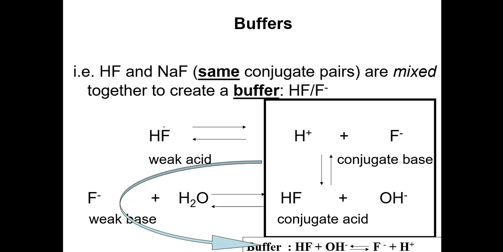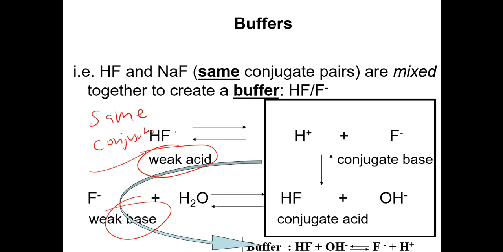Now, whenever we mix together a weak acid and a weak base, and here is something very important to memorize, with the same conjugates, the same conjugate pairs, we could create a buffer. Before I get into what a buffer is, let's figure out what the same conjugate is.